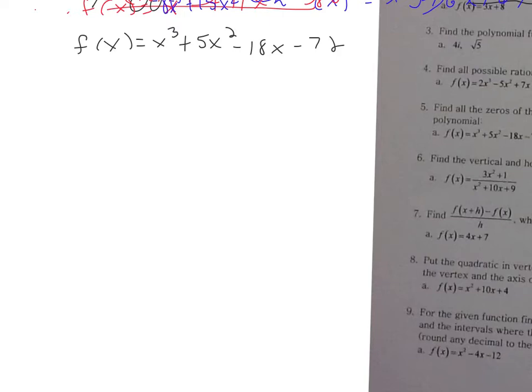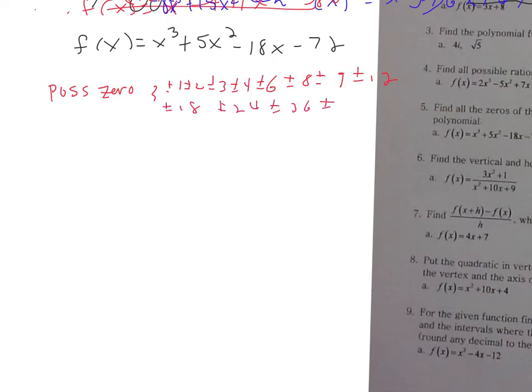All right, so my possible rational zeros are positive negative 1, positive negative 2, positive negative 3, positive negative 4, positive negative 6, positive negative 8, positive negative 9, positive negative 12, positive negative 18, positive negative 24, positive negative 36, and positive negative 72. These are all the factors of my constant. So type it in your calculator and look to see where it crosses the x-axis and see which one could possibly be a 0.